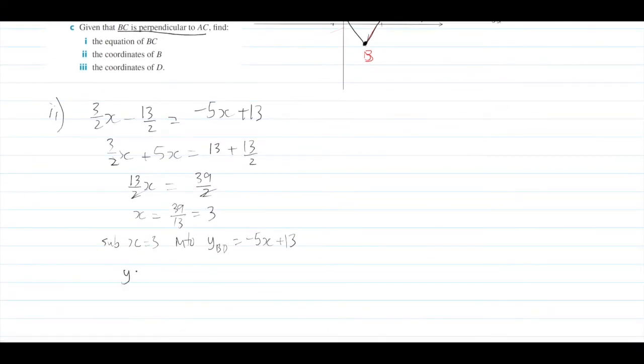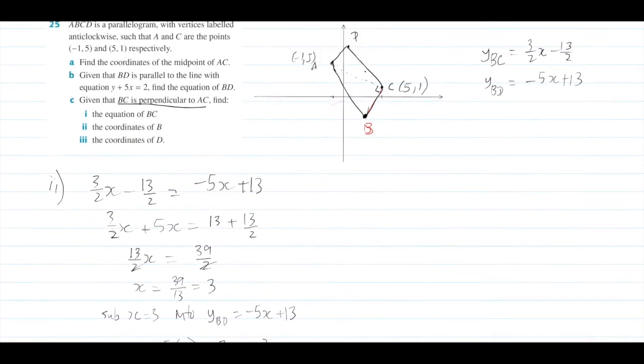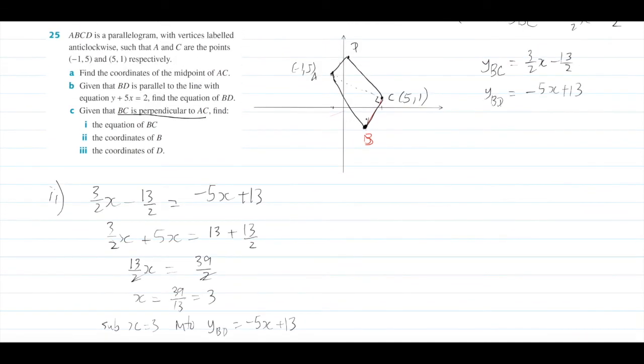And the y value should therefore be -5 times 3 plus 13, and we get -15 plus 13, and we get -2. So therefore the point B has the coordinates (3, -2). And if we look at our diagram over here, it looks pretty close to it, right? (3, -2), yep, sounds about right.